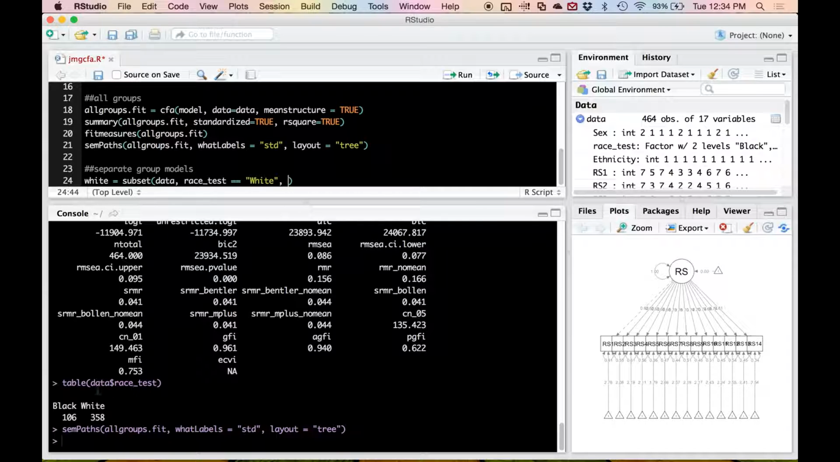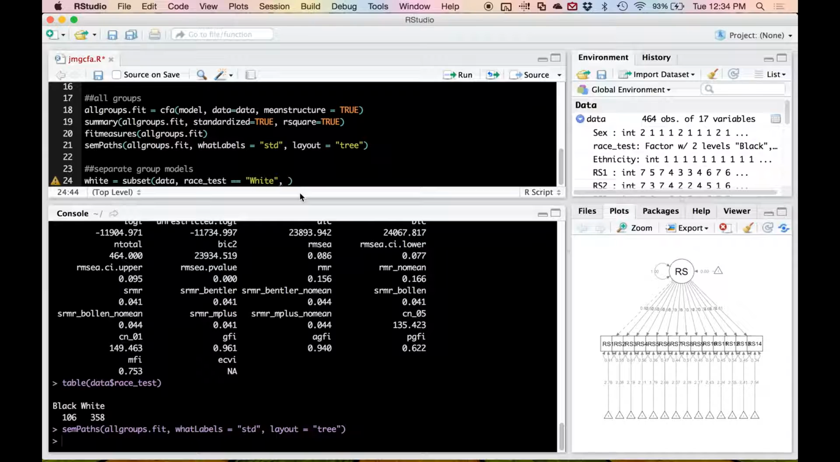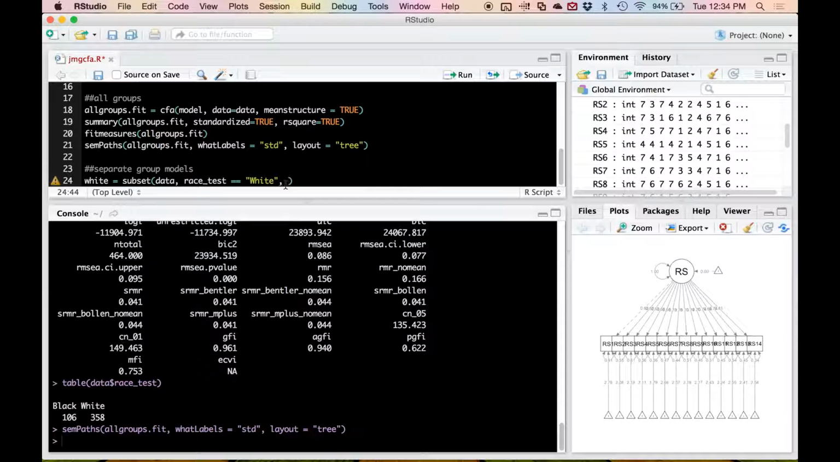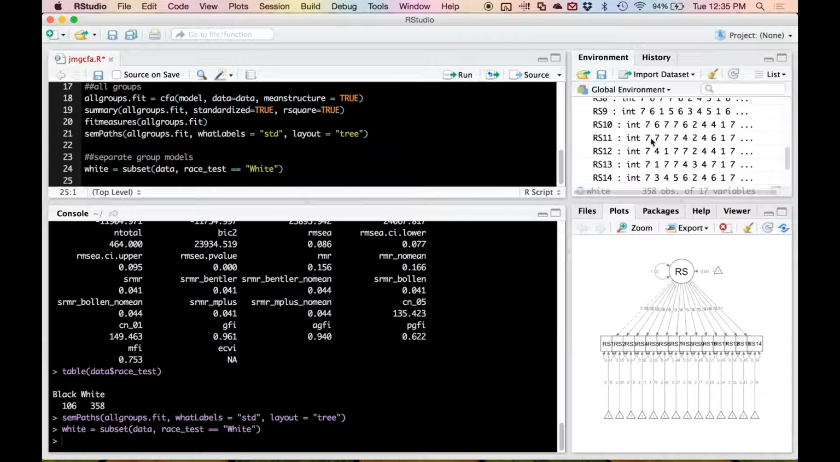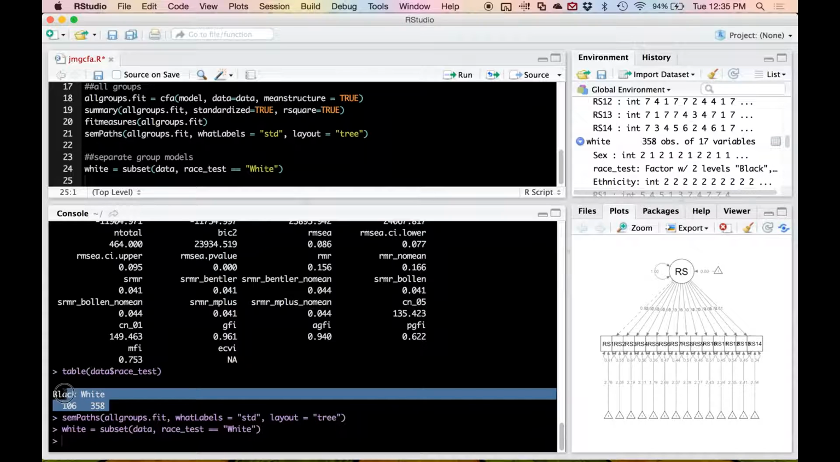You do have to spell it exactly the same, which is why I have my little table down here. It does have to match, or it will pull nobody. And remember, this is a logical operator, so it's not one equals, it's two. So I want everything where race test is equal to white. Now I could select particular columns. You could say select columns 1 through 5. I'm just going to leave all the columns in there, so I don't need that next line. If I've done this right, the data set that loads should be 358 people. And that looks like what happened. So my white data set has 358, which is what I was expecting given this table here.